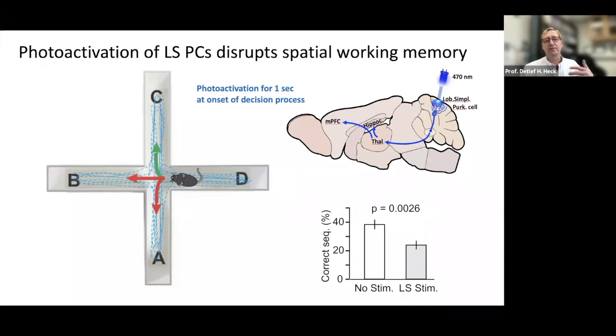And then we compared these stimulated trials with non-stimulated trials, and the result was quite dramatic. In the control trials, the mouse had its typical performance around 40%. But in the stimulated trials, the performance dropped to chance level. So the mouse lost the ability to make correct spatial working memory decisions. The behavior was clearly dramatically influenced by the cerebellar stimulation.